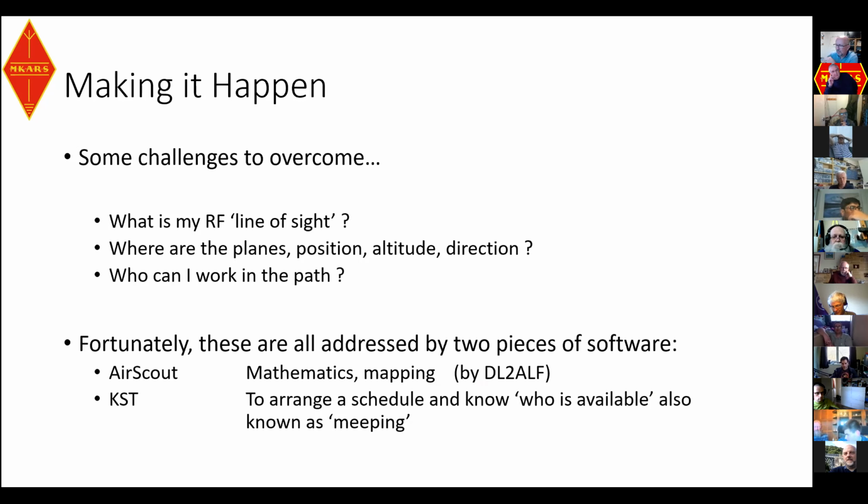The first one is AirScout by DL2ALF, which does all the maps and the mapping of the airplanes and the calculations. And then the other is KST, which is basically a messaging app, which will show you other stations that are on air and allow you to contact them to arrange a schedule. And this is something that's referred to as meeping. Don't ask me why it's called meeping, but it's a phrase that took me ages to figure out what they were talking about, but this is what it is, and you'll see an example of how to use this in a minute.